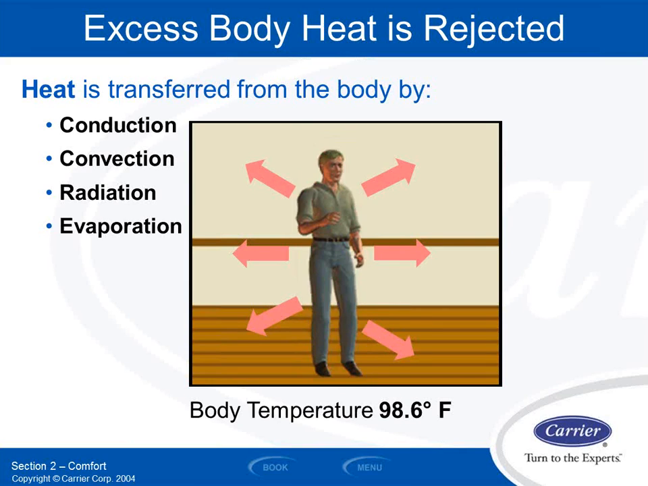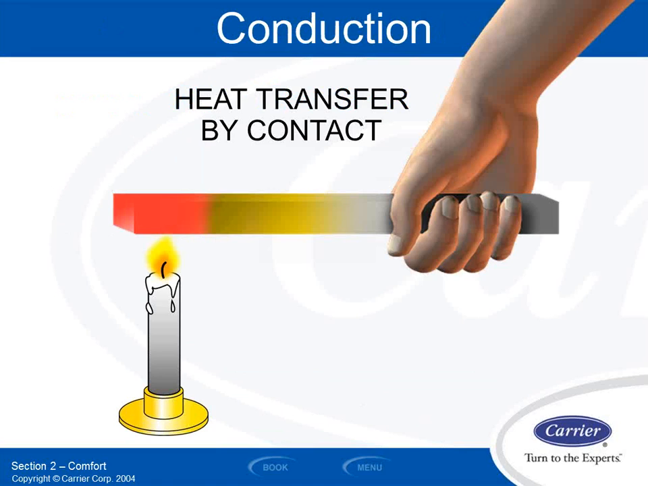And we'll talk about all 4 of those and give examples of each so you can see what your body's doing in those regards. So the first one is conduction. Conduction is basically direct contact with the heat source.